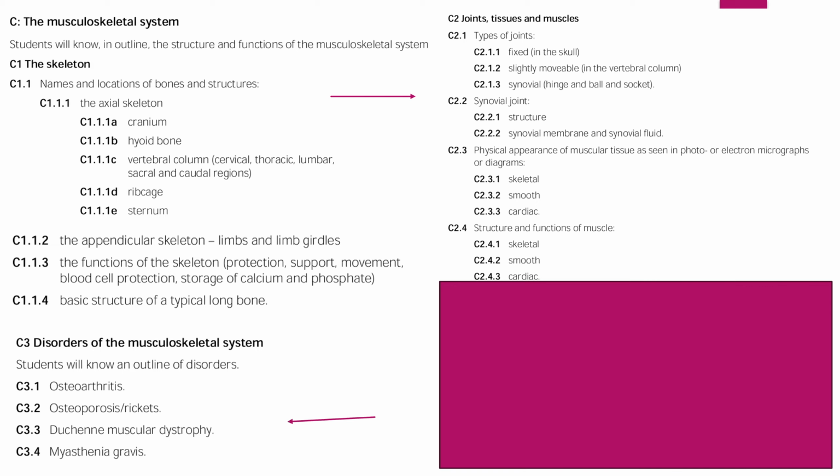C1, the skeleton: names and locations of bones and structures, the axial skeleton, cranium, hyoid bone, vertebral column, cervical, thoracic, lumbar, sacral and caudal regions, rib cage and sternum, the appendicular skeleton, limbs and limb girdle, the functions of the skeleton: protection, support, movement, blood cell production, storage of calcium and phosphate, basic structure of a typical long bone, and then disorders of the musculoskeletal system.